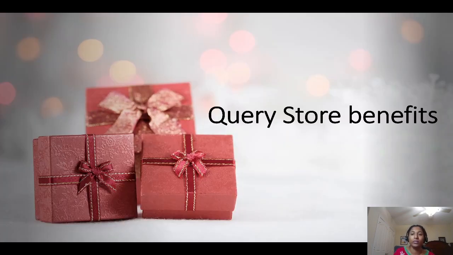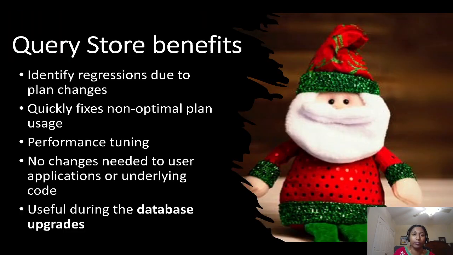So what are the query store benefits? There are several benefits. Let's talk about them. It is easy to identify the regressions that are caused by your queries. If there is a query that is creating many execution plans, it is easy to identify why the plan has changed, what might be the reason, and what the resource consumption is. You can compare the plans side by side and force a plan which you think might be optimal, so that the next time the query runs, independent of the parameter value, it will use the forced plan that you choose. It is a very quick way to fix non-optimal plan usage, because now you have the ability to force a plan.